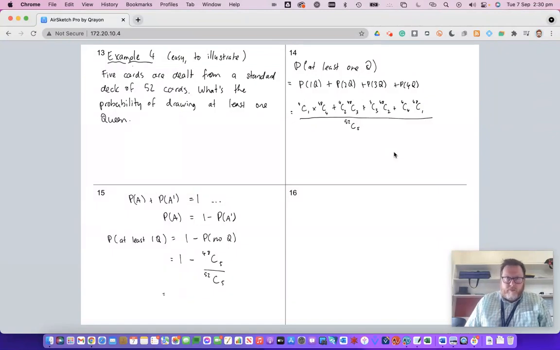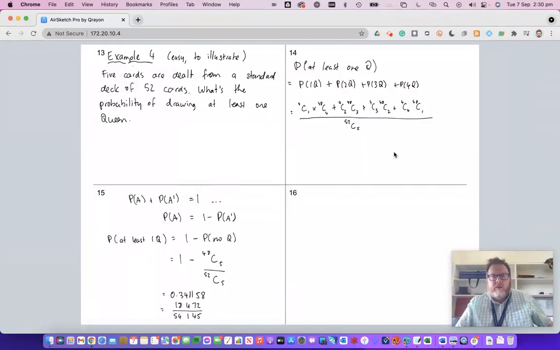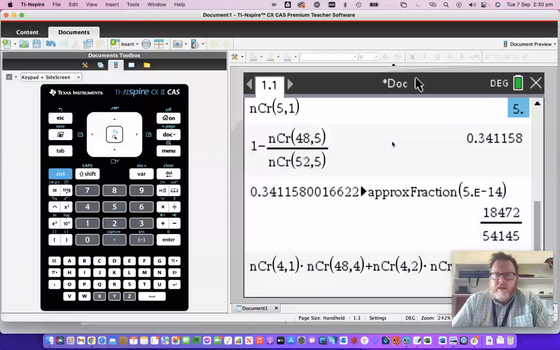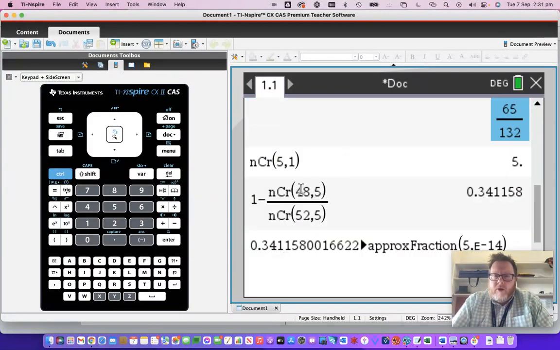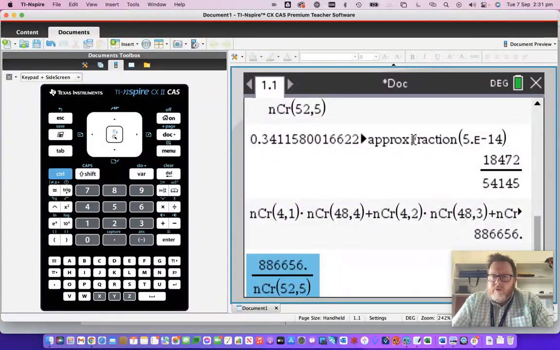And if you do it, I've got my notes here on the side, so I can just write it straight down, it is 0.341158, or say 0.341. Or it equals 18,472 out of 54,100, and I'll scribble that, but I think it's 145. Could be 165. We'll see it in a minute because I'll switch over to the GDC, and you can see here I've got 1 minus NCR and so on, like what I just wrote, 0.341158. I've then used my approximate function to turn it back into a fraction, so 54,145, which is what I did write down.